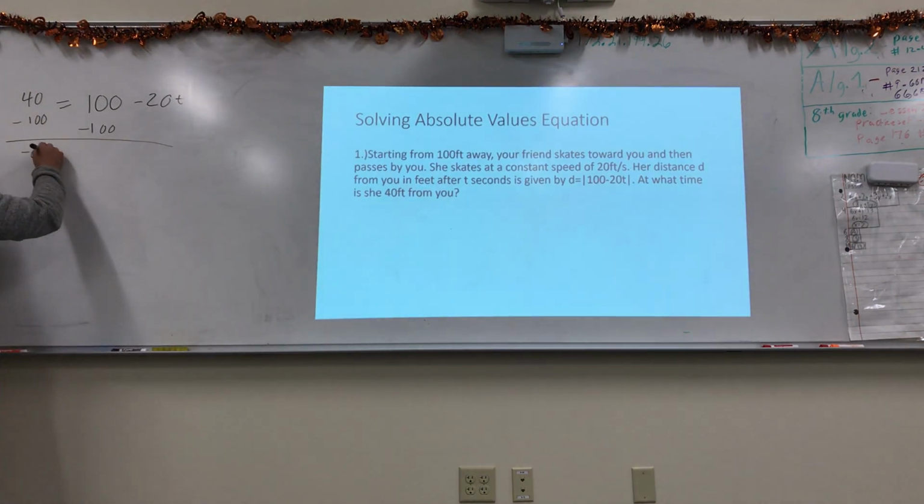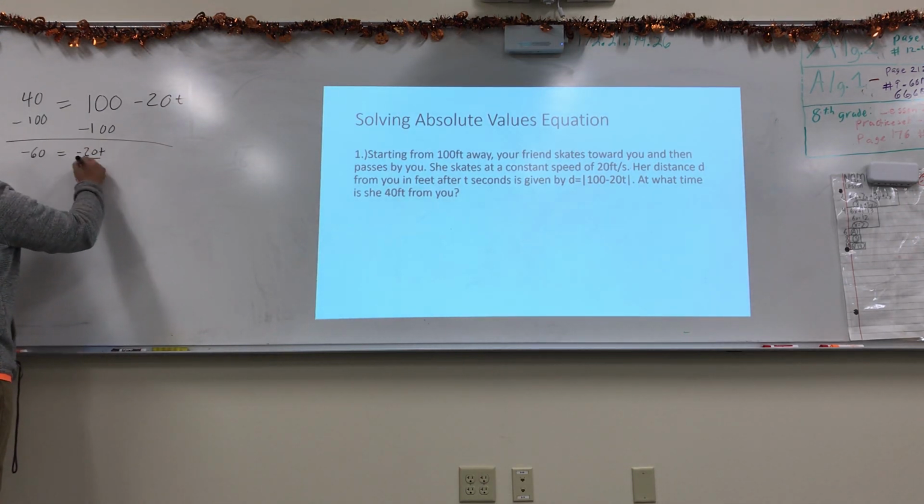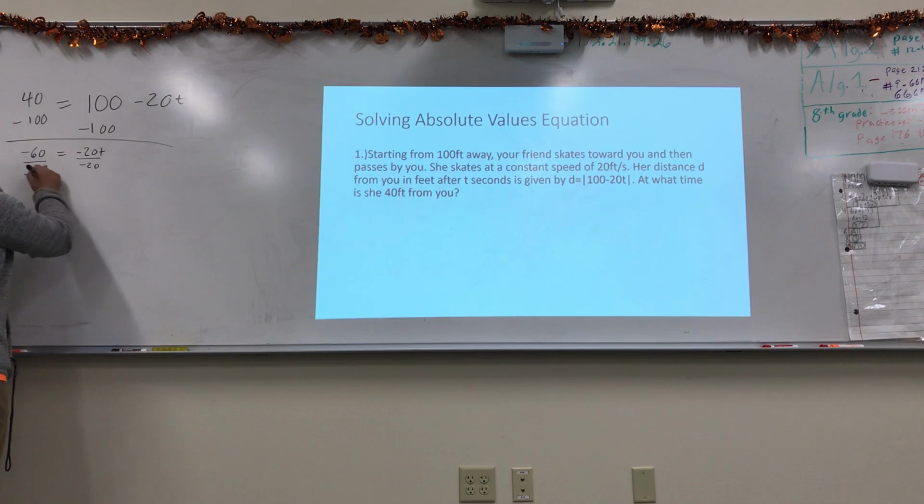I have negative 60 equals negative 20t. Divide by negative 20, divide by negative 20. I get t equals 3 seconds.